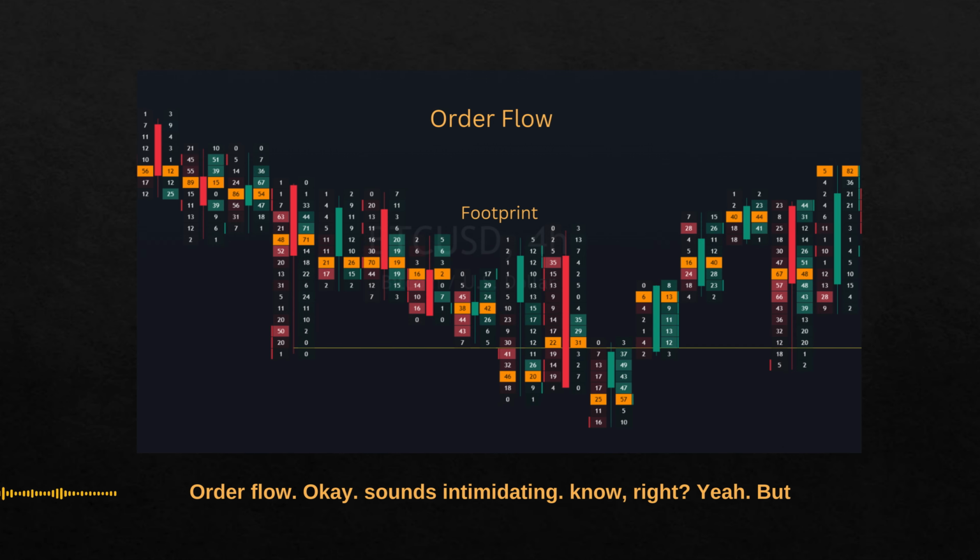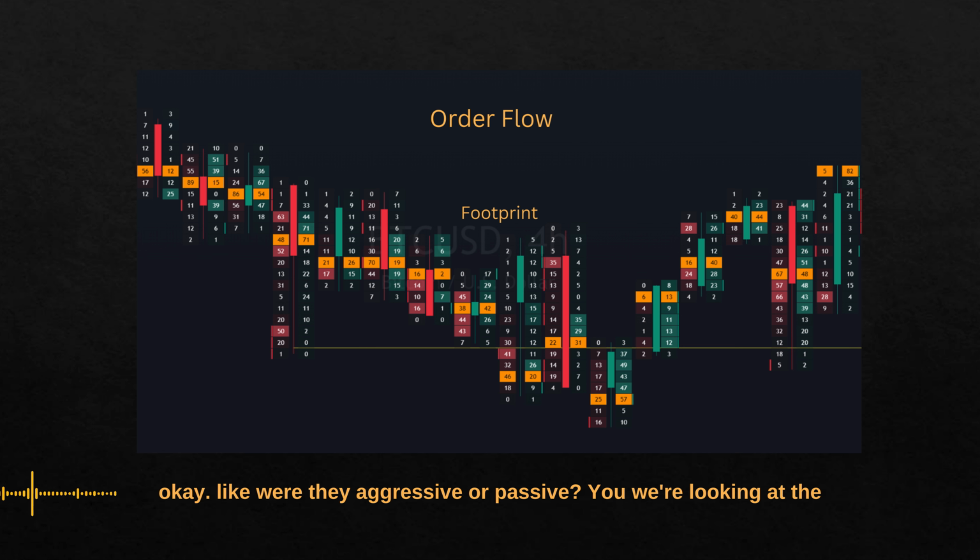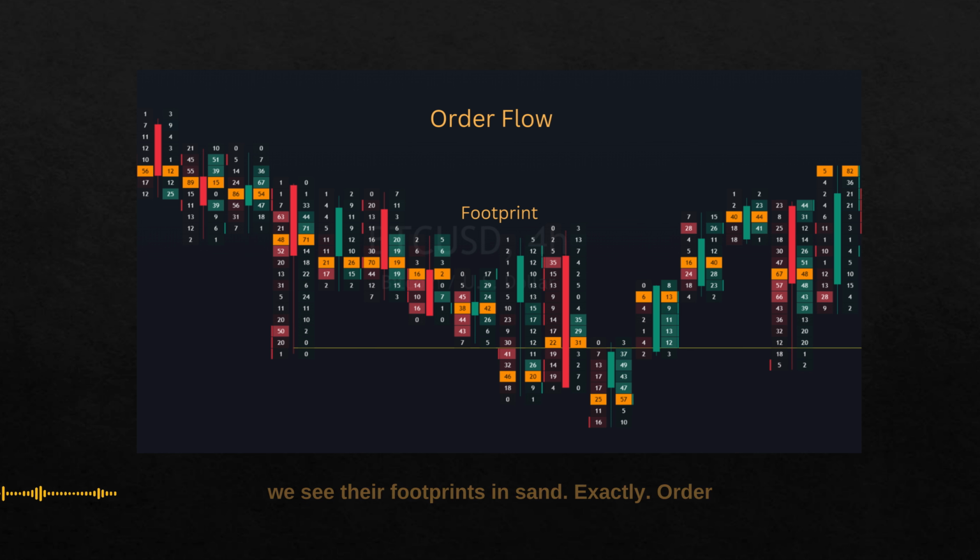Order flow. Okay, that sounds intimidating. I know, right? But it's not that bad. While volume profile shows us where trading happened, order flow helps us understand who was doing the buying and selling. And were they aggressive or passive? We're looking at the actual orders. So instead of just knowing someone walked by, we see their footprints in the sand. Exactly. Order flow lets us see the footprints of those big institutions.